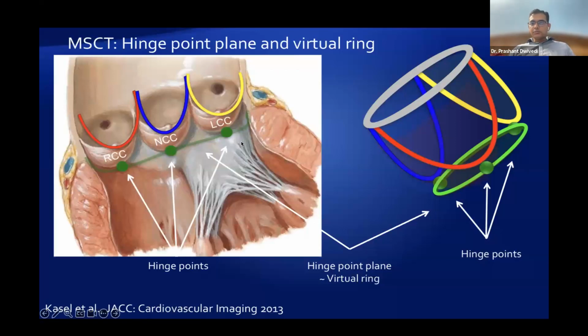So this is the same thing. We have to decide the nadir of all the three cusps. So this is how we are deciding all the three cusp nadir, and then we have to make a circle, and that will be our annulus plane.